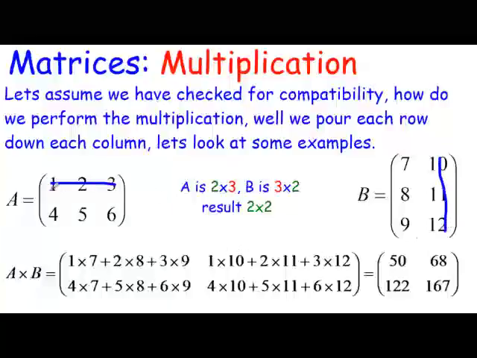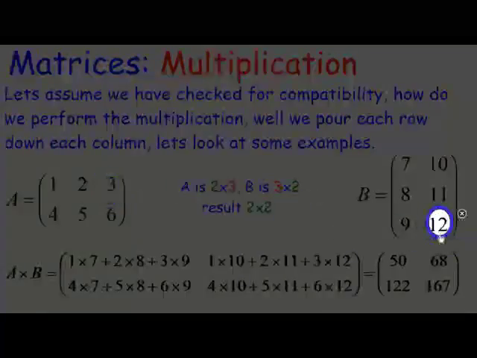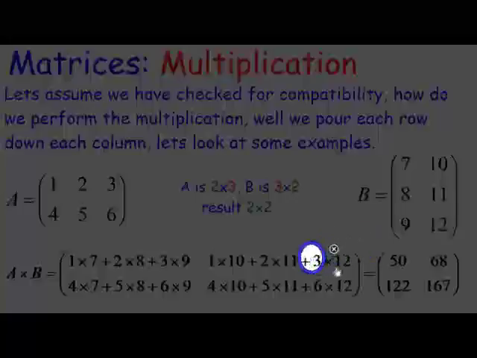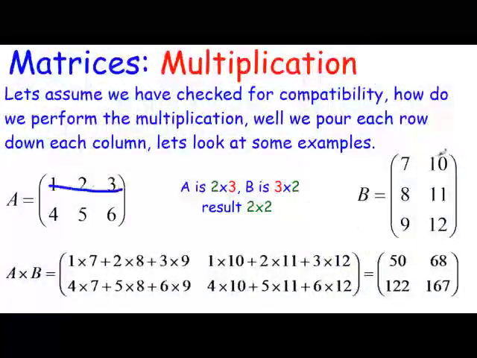So it's 1 times 10 plus 2 times 11, and 3 times 12. So the 3 times 12 is obviously here, 3 12s are 36, and if you add all these up, you should actually get 68. Okay. All right. So that was the second pour, which, if you remember, was row 1 down column 2. So that's in position row 1, column 2. That's the 68.